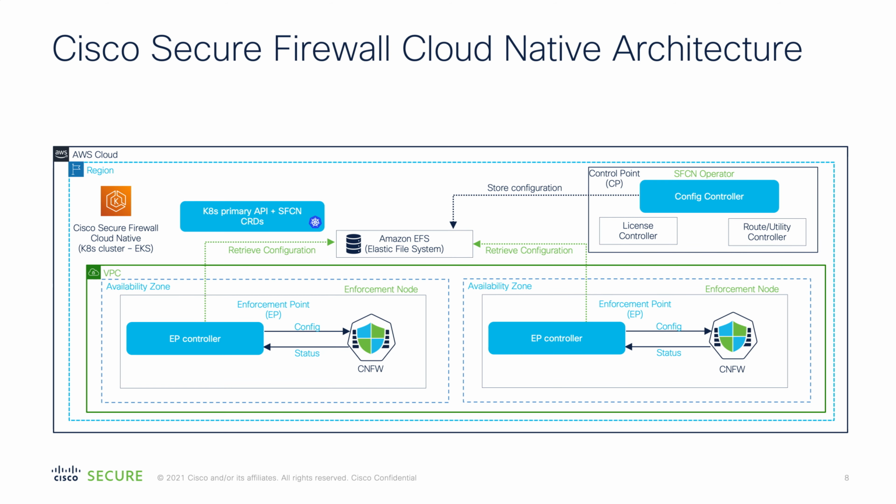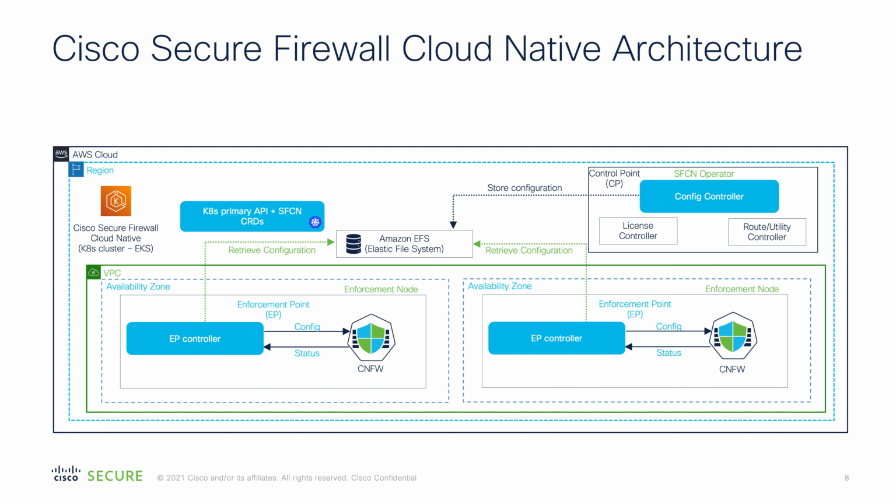Now let's double click on the architecture and talk about what are the key components available in this architecture. I'll start from the left. This entire architecture is orchestrated by Amazon EKS, Elastic Kubernetes Service, and it is multi-AZ aware. If you look at this architecture here, we have 2 components: the enforcement node and the SFCN operator, which is also known as the control point. So we call it control point and enforcement point, CP and EP for short. EP is responsible for your data plane.